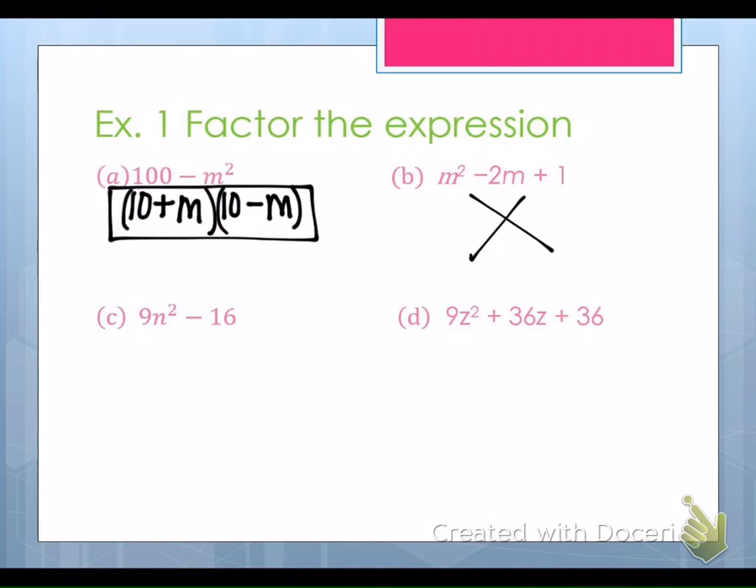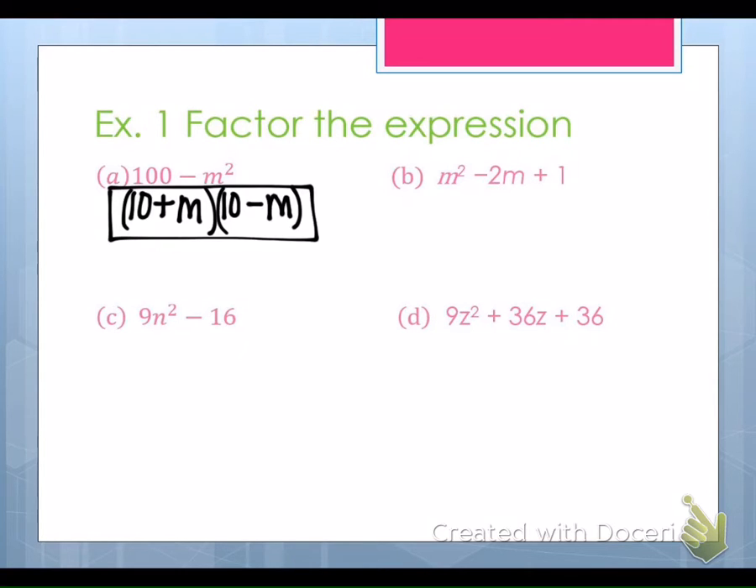But wait, let's get in a new habit. Once we figure out it's a trinomial, the leading coefficient is 1, let's look at the first term and the third term. Are they perfect squares? M squared. What's the square root of m squared? M. What's the square root of 1? 1. So are the first term and the third term perfect squares? Yes. Awesome. Let's check the second sign. Is it positive?